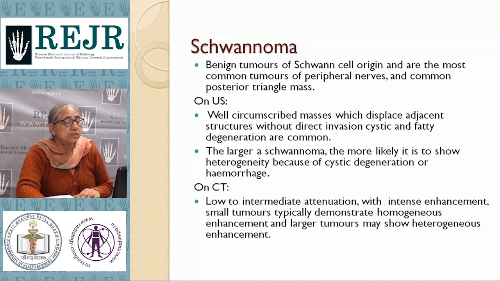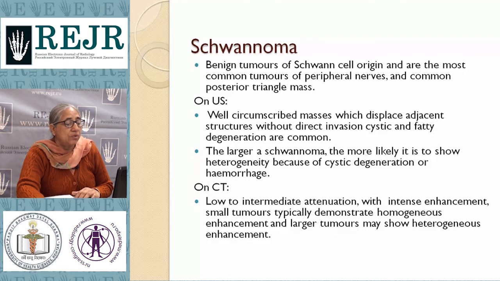A schwannoma is a benign tumor of Schwann cell origin and is the most common tumor of peripheral nerves and a common posterior triangle mass. On ultrasound, they are seen as well circumscribed masses which displace adjacent structures without direct invasion. Cystic and fatty degeneration are common. The larger a schwannoma, the more likely it is to show heterogeneity because of cystic degeneration or hemorrhage.